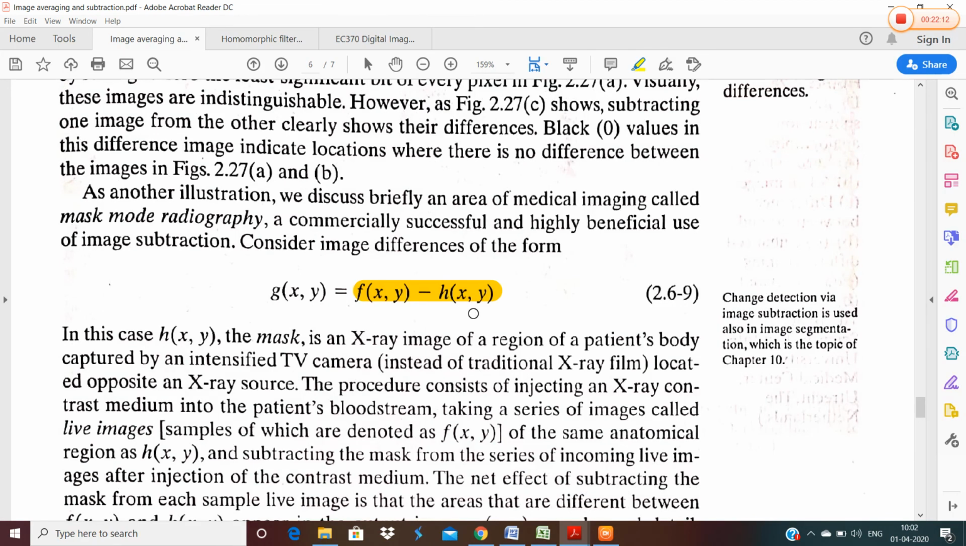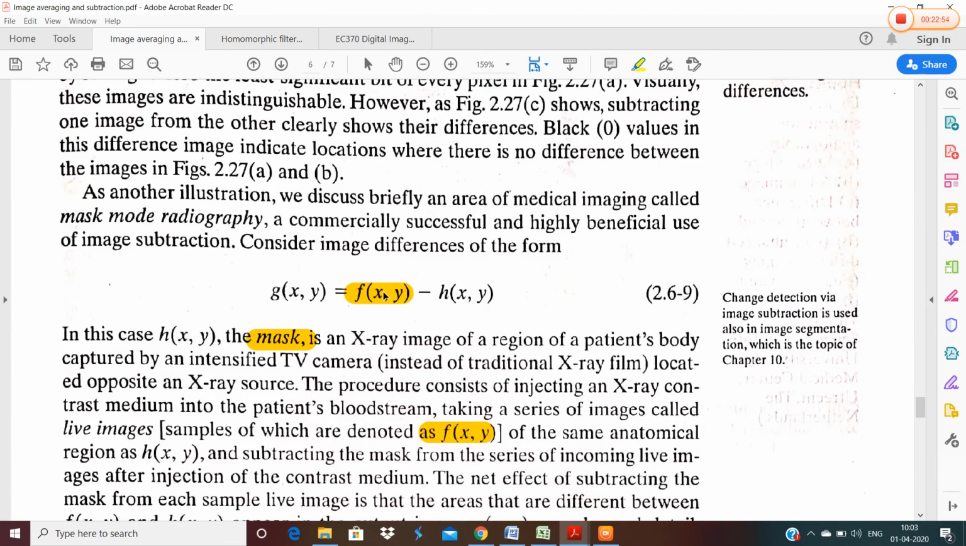So what you are doing here is, first you take the x-ray of your patient's body, that is called a mask image. Then you take the live image of your patient's body after injecting an X-ray contrast medium. The procedure consists of injecting an X-ray contrast medium into the patient's bloodstream, then taking a series of images called live images, which is denoted as F. Initially, the X-ray image is taken, H. Then after injecting the X-ray contrast medium, an image is taken, that is F. Then you subtract the two.